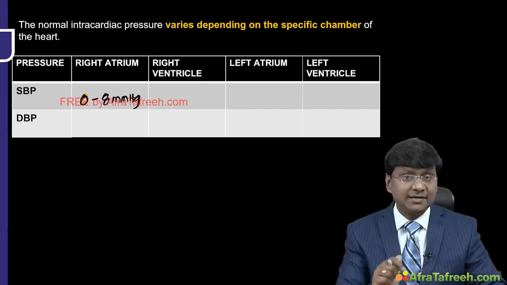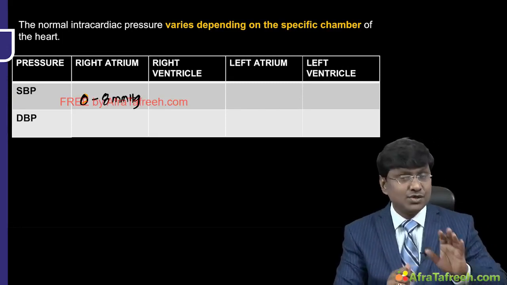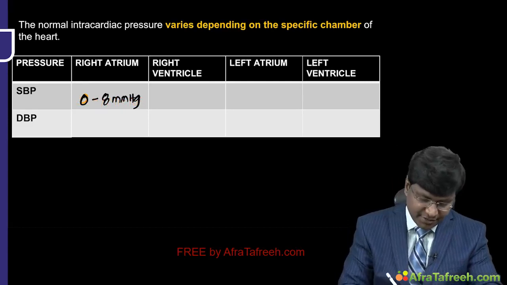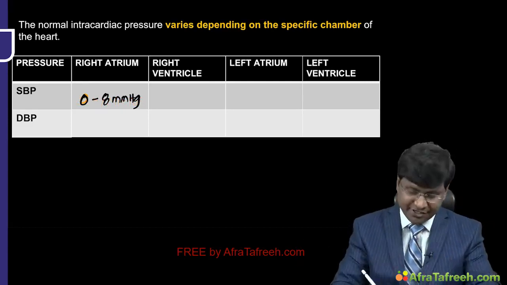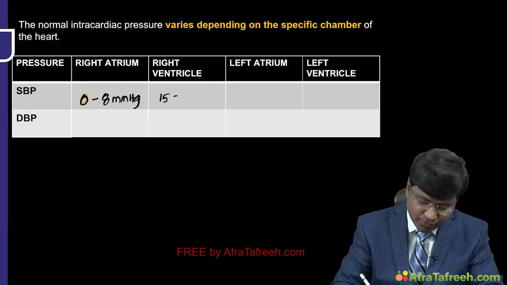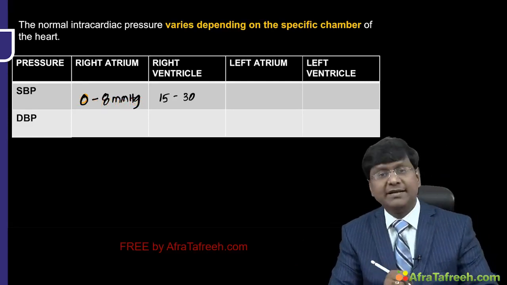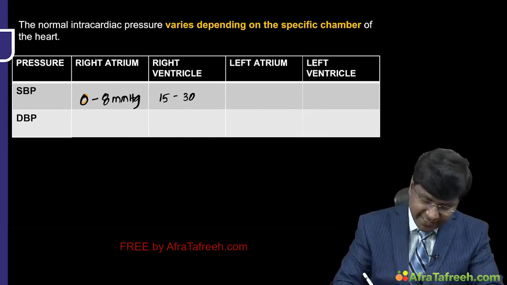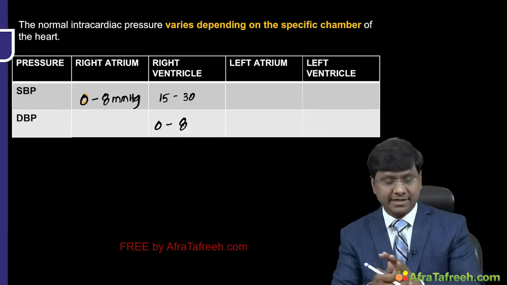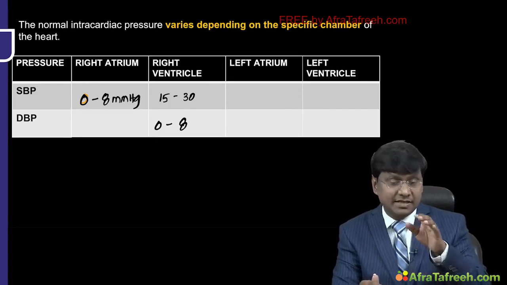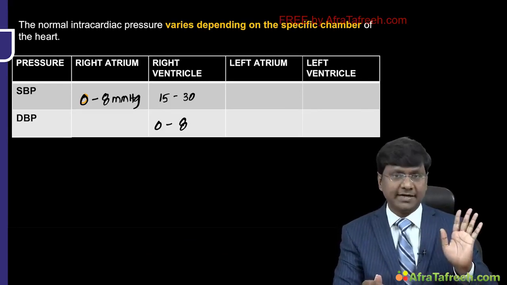Whereas if you take the right ventricular pressure, during systole of the right ventricle the pressure goes up to 15 to 30 millimeters of mercury, whereas during diastole the pressure will be up to 8 millimeters of mercury. That means during diastole the pressure can go even down to 0 also.